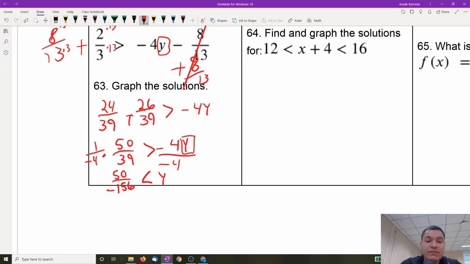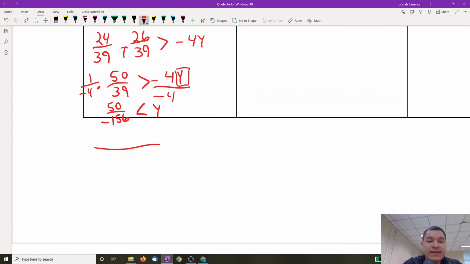When we graph this, we want the y's that are greater than that negative number. This number is less than 1, so here's negative 1, here's 0. That number is going to be closer to 1. Oh, actually, it's going to be closer to 0. It's going to be closer to 0, and it's going to be an open circle. And then we want the y's that are greater than that, so we would want to point it towards the right.